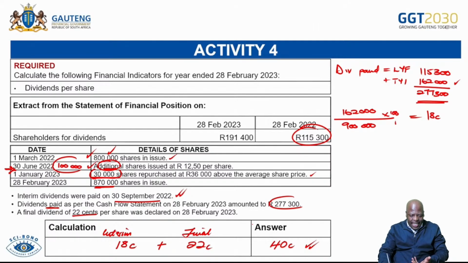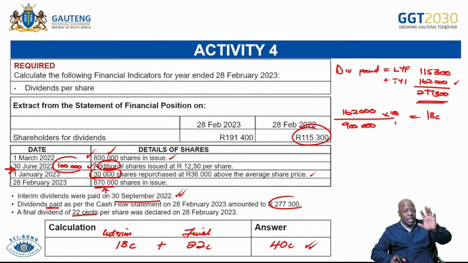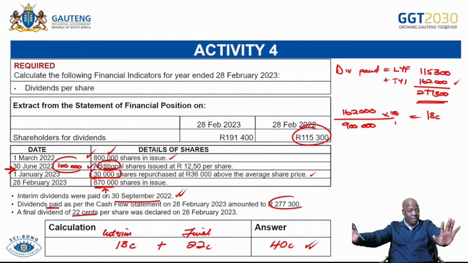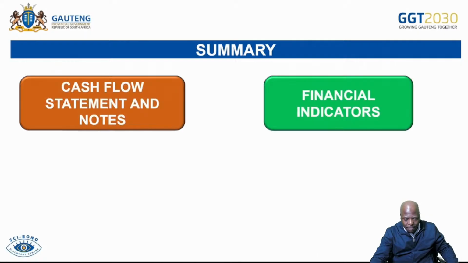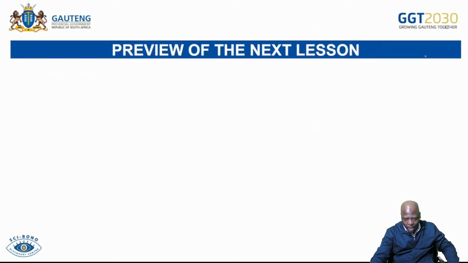If you had taken the entire dividends and then you want to divide by the 730,000 shares, that was not going to be correct because the interim dividend was given to a different number of shares and the final dividend was given to a different number of shares. So once you have this change in the number of shares, you must calculate the interim separately and the final separately. This is what we did in today's class. We did the cash flow statement and some calculations, and we also did financial indicators calculation.